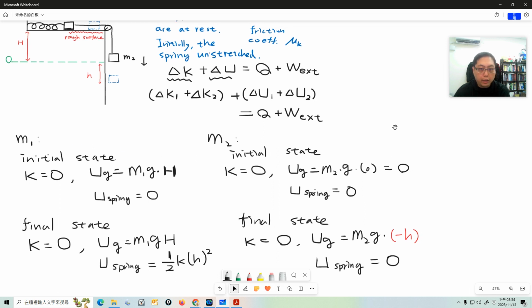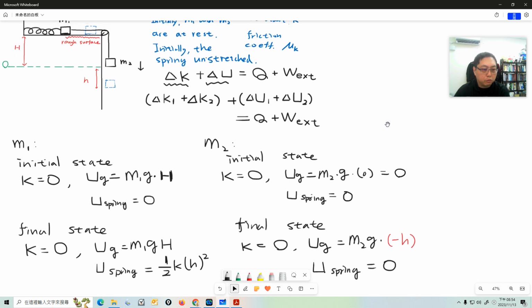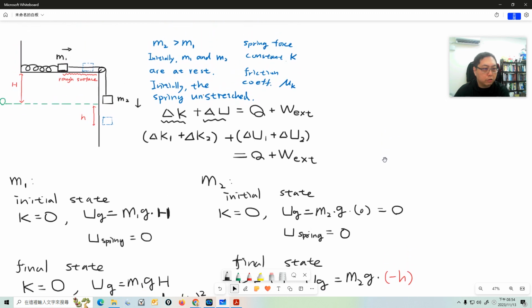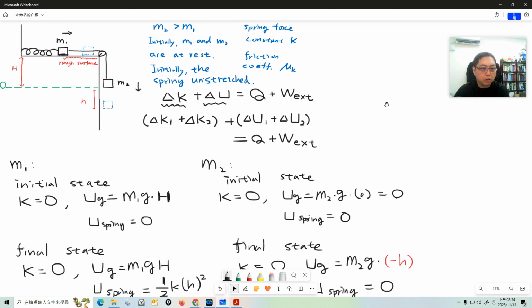Then we have to figure out Q and W external. Since the system is isolated, there is no external force, so there's no work done by an external force. So W external is zero.